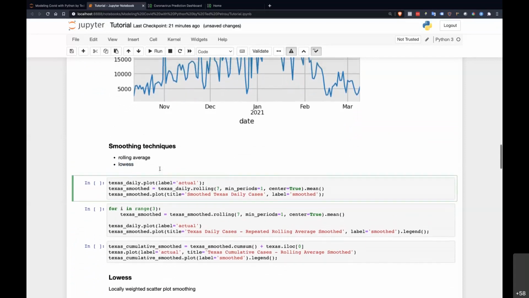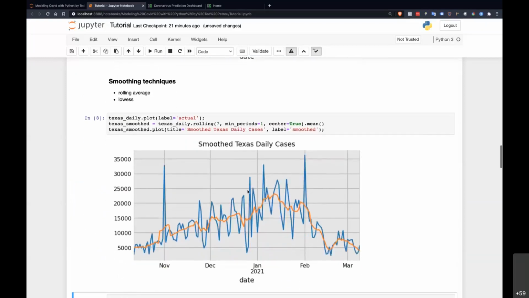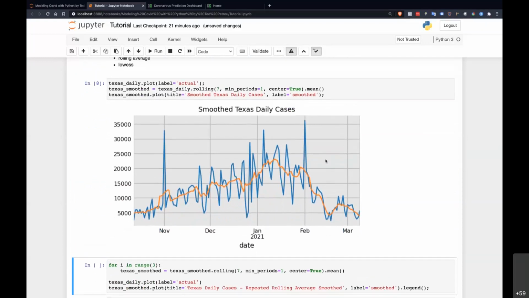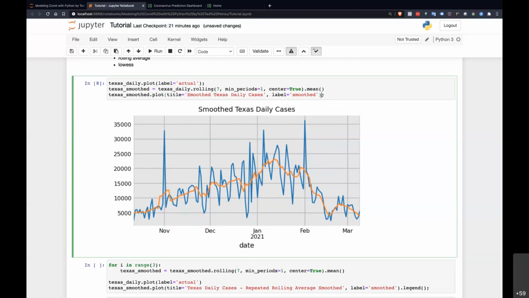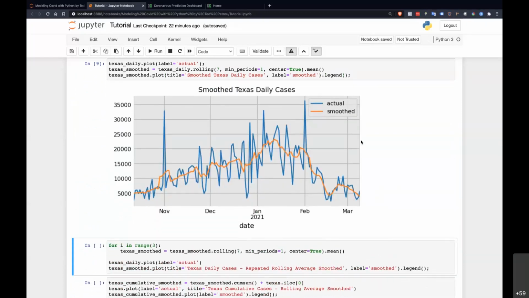Rolling average just takes the average of the last n number of days. Here I've used 7, and I've centered it, so it looks forward 3 days and back 3 days, and it will produce this. All right, so got the legend. Here's one iteration of rolling average. You can see it's a lot smoother for the daily cases.